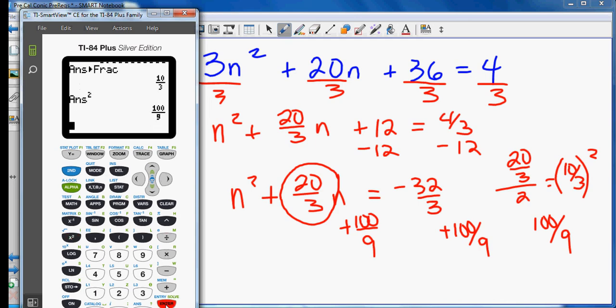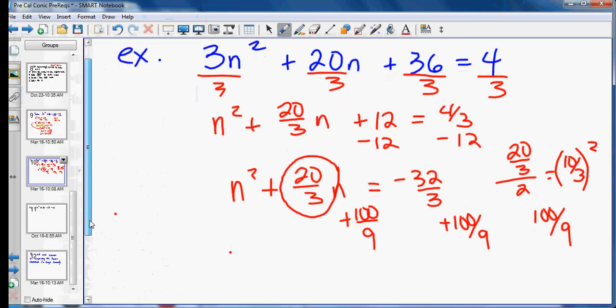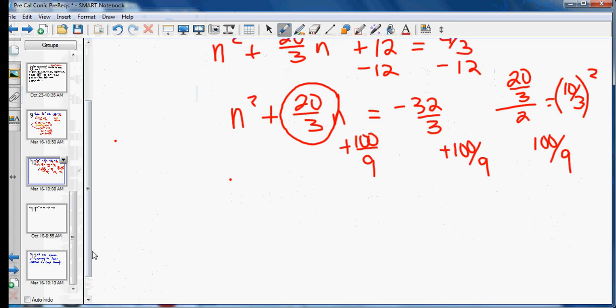So I need to do negative 32/3 plus 100 over 9. And I get, I think that's 4/9. Yes, I get 4/9 on the right side. So this side is 4/9.